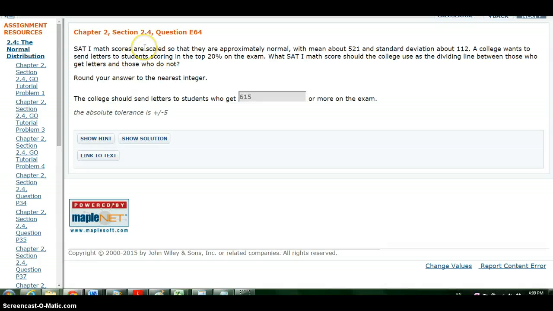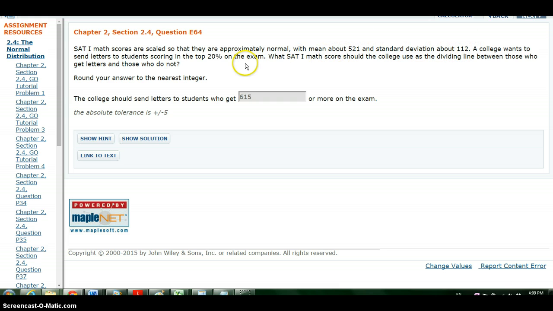Okay, this is section 2.4, question E64, and we're looking at SAT scores, which we are told are approximately normally distributed. We want to find the SAT score that would be a cutoff so that 20% of people would score above that score, 80% would score below. And we're given some information here about the mean and standard deviation.